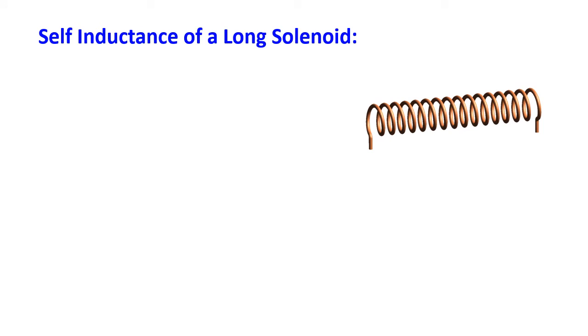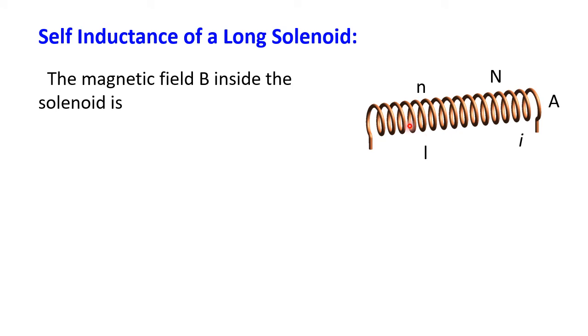Self-inductance of a long solenoid. To get an expression for the self-inductance of a solenoid or coil, consider a solenoid having N number of turns, and L is the length of the solenoid. The number of turns per unit length is capital N by L; capital N is the number of turns and small n is the number of turns per unit length. Suppose I is the current passing through the solenoid and it has uniform cross section, say capital A.